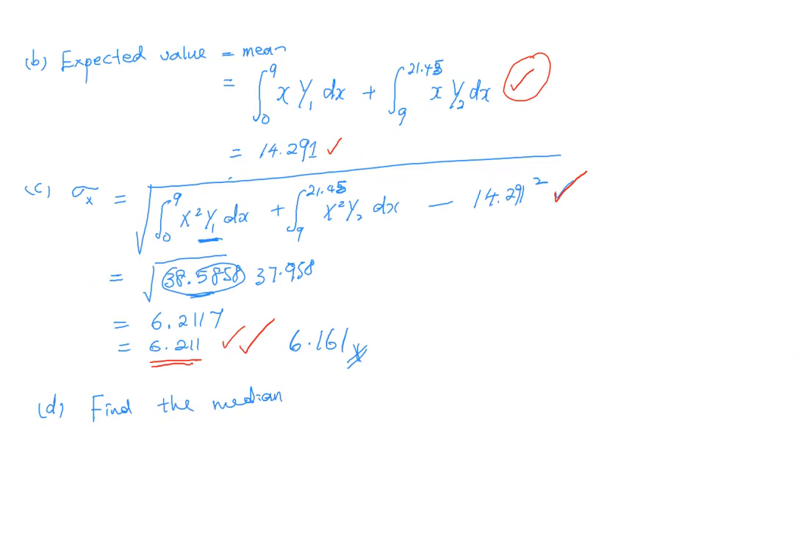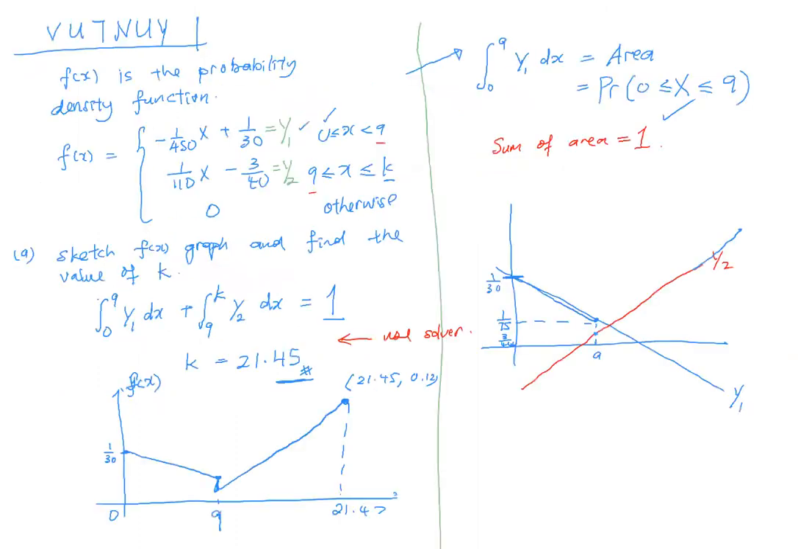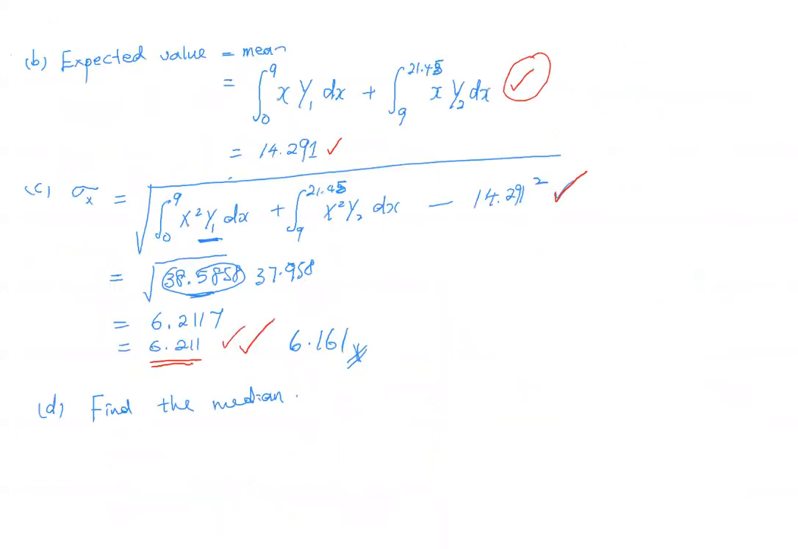What should we do? We should check first, am I right? Where is the location of the median? Here, where is the median? So we have to check what this area is first. So if you want to check the area, means check the probability. That means I want to check the probability x between 0 and 9. Means I have to integrate 0 to 9 y1 dx. Okay, can you please check?